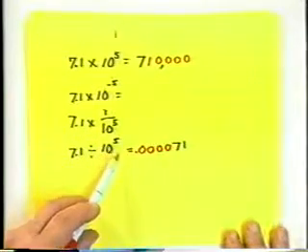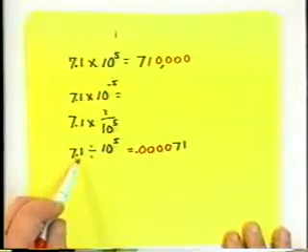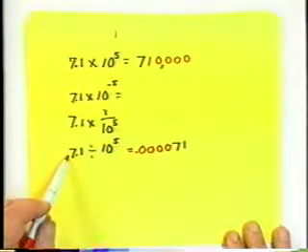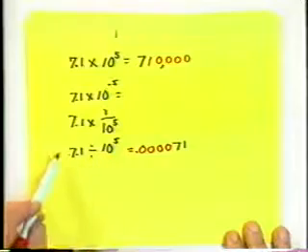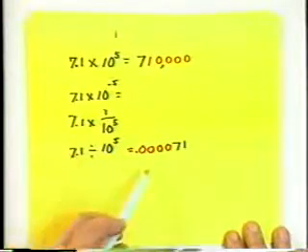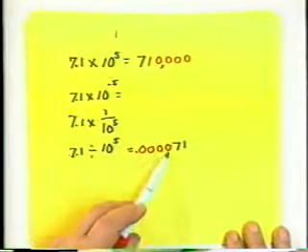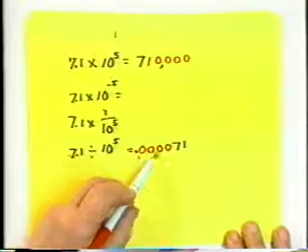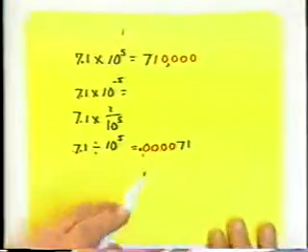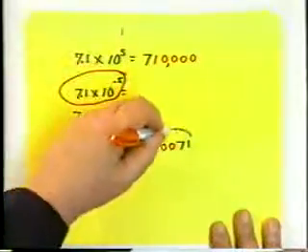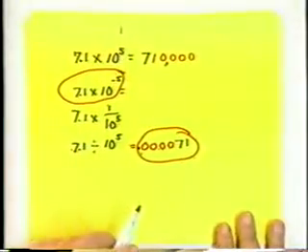Every time you divide by 10, you move the decimal point 1 place to the left. Since I'm dividing by 5 factors of 10, I've got to move the decimal point what? 5 places to the left. And since there's only 1 digit to the left of the decimal point, I've got to annex 4 more zeros, 1, 2, 3, 4. And so the answer is what? 0.000071. And notice how much more efficient, once you get used to it, this is over trying to read this.